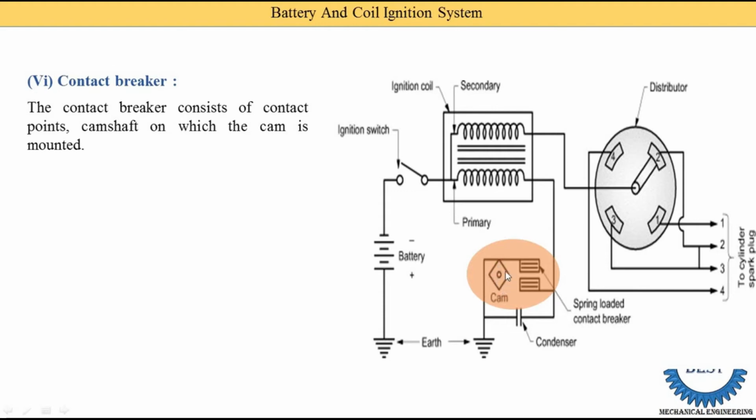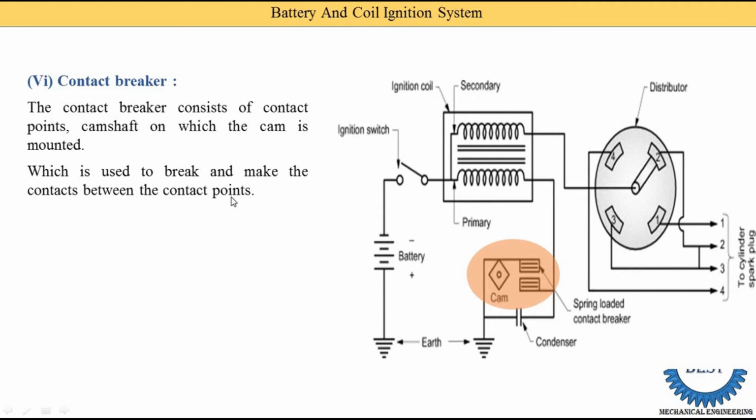Now this cam shape is a square because we have a 4-cylinder engine. If we use a 3-cylinder engine, a triangular cam is used. If there are 5 cylinders, then the cam has a pentagon shape. If the engine has 6 cylinders, then the shape is a hexagonal cam. So it depends on the number of cylinders. The cam is used to break and make the contact between the contact points. These two are the contact points. Right now they are not connected. When this cam is rotated, these two contact points come into contact.